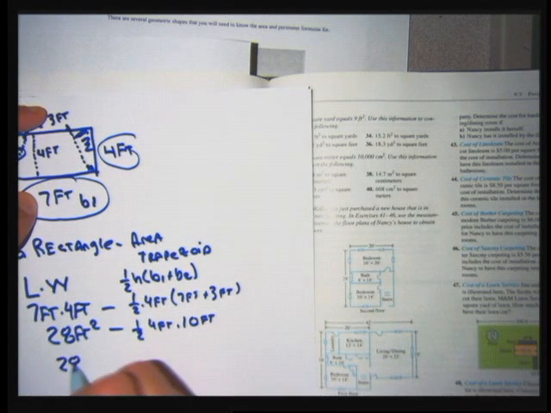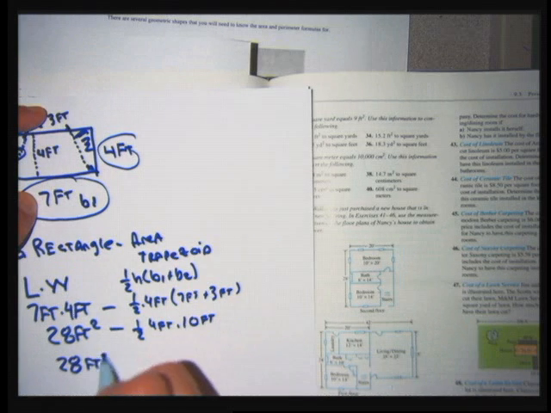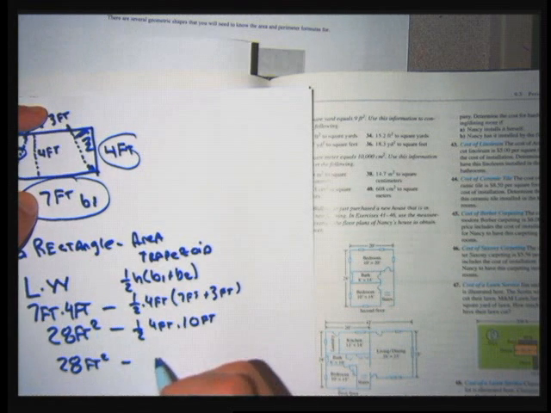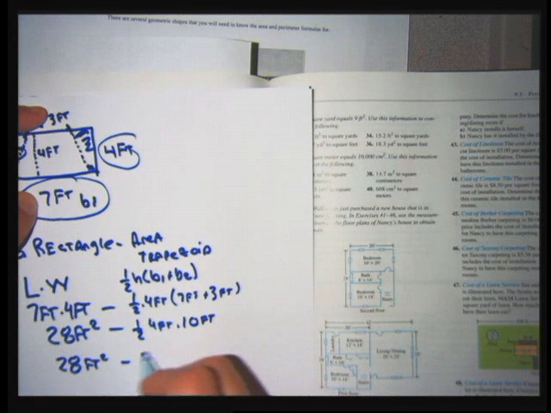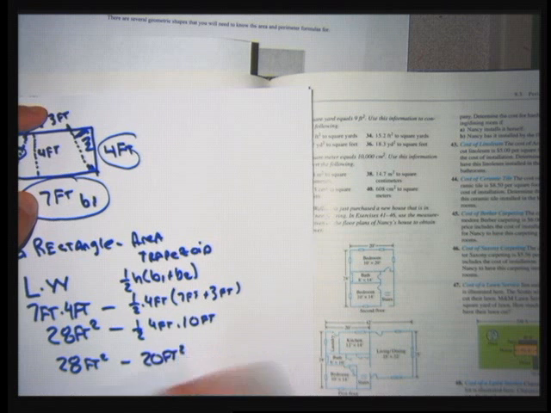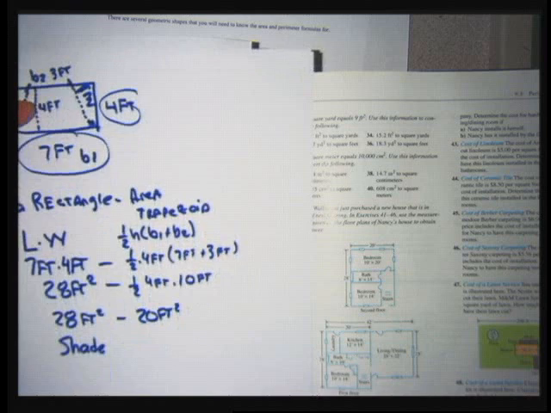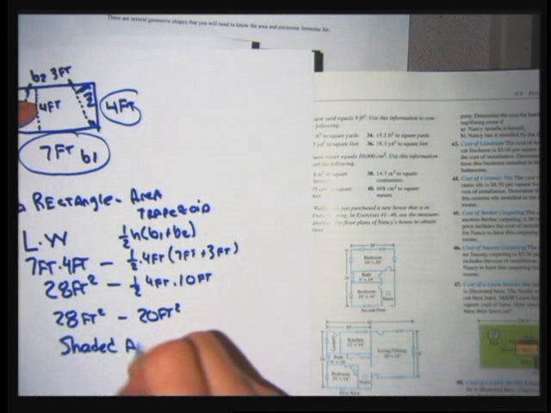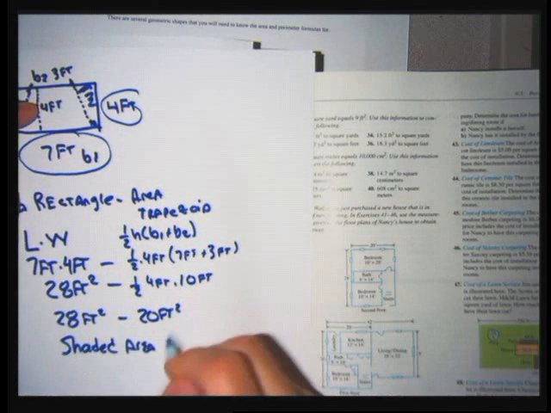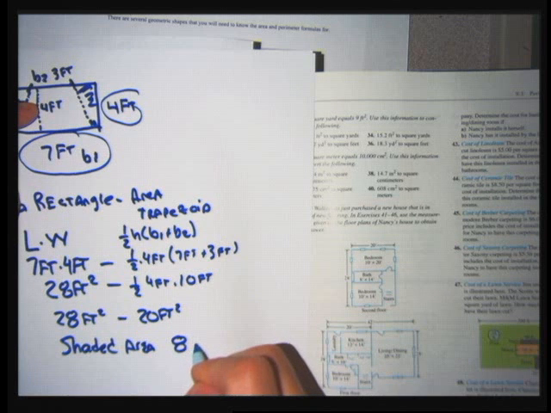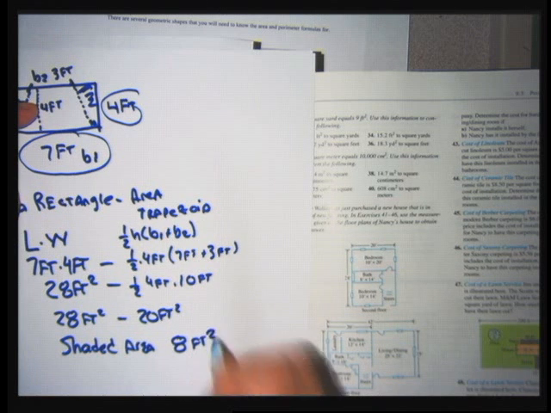So this is going to be the area of the rectangle, which is 28 feet squared, minus the area of the trapezoid, which is 20 square feet. The shaded area is going to be 28 minus 20, which is 8 square feet.